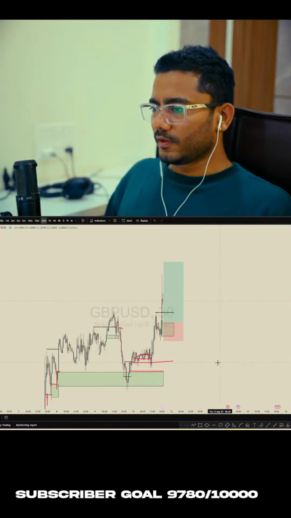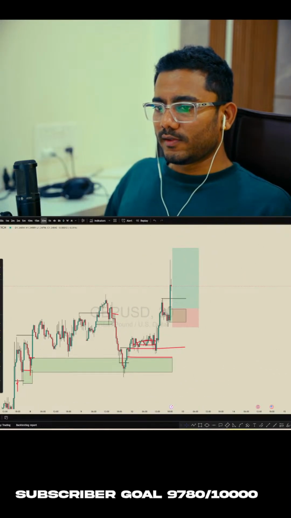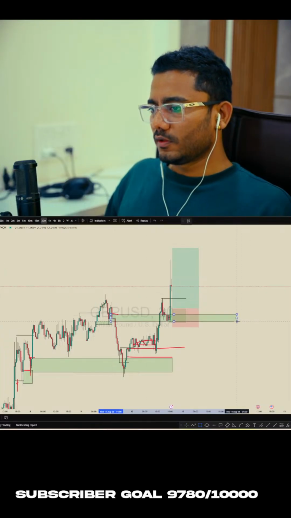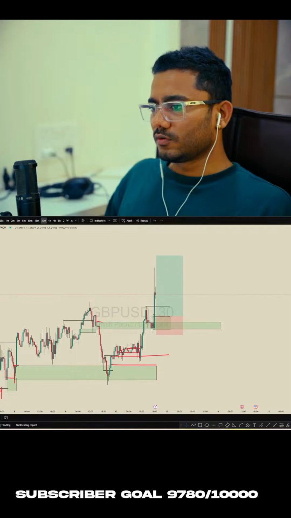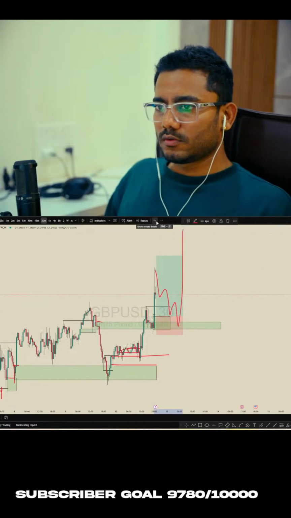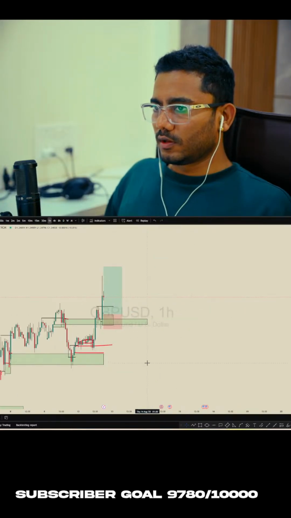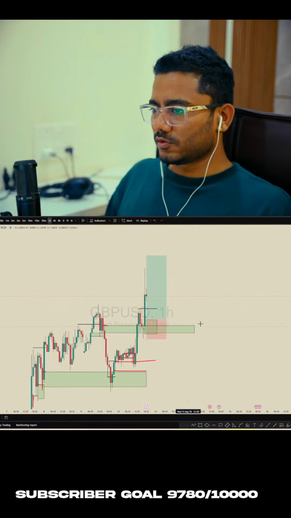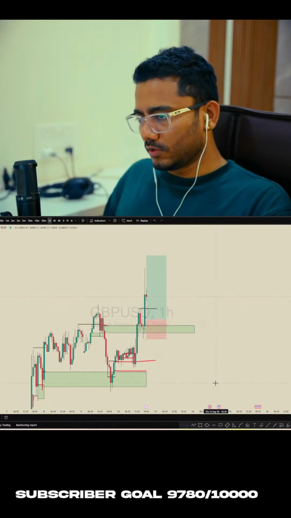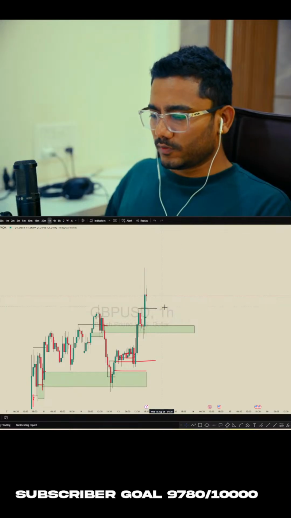Right here, we are choosing this area because to the right side, we have this breaker block. So this is the breaker block, and there is this sort of block which broke the structure. So this zone will be more valid. And if you mark this on 1 hour, we have this wick also. So let's wait for price to react. Then only we look for entry. Okay. I hope this helps.